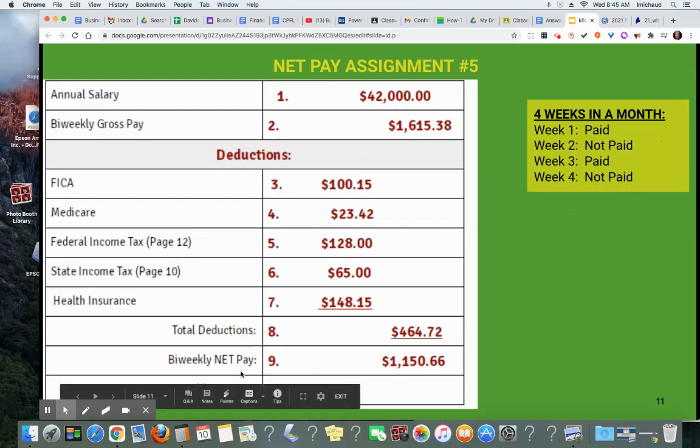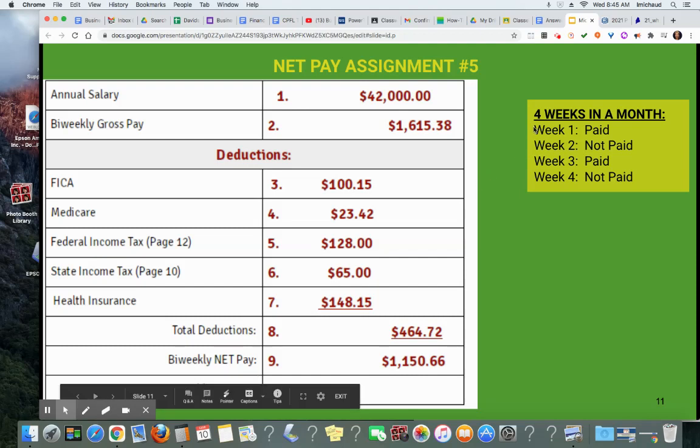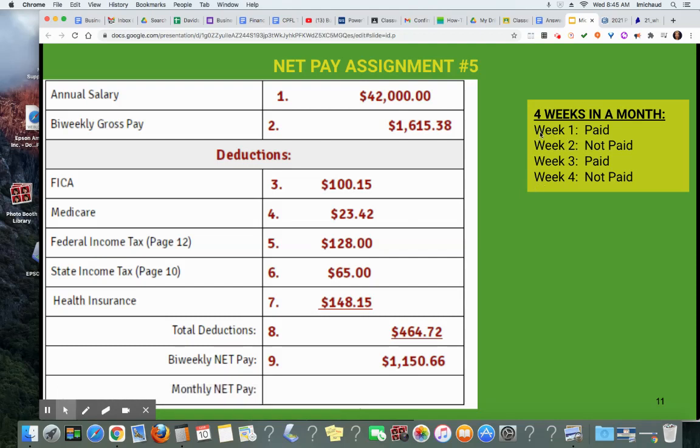Now finally, we need to determine our monthly net pay. And we need to do this because our budget is based on the monthly amount. So remember, if you're paid biweekly, you're paid every other week. Okay, there are approximately 4 weeks in a month, in an average month. So assume that you are paid week 1 but not week 2, and you're paid week 3 but not week 4. You would be paid twice within that month.